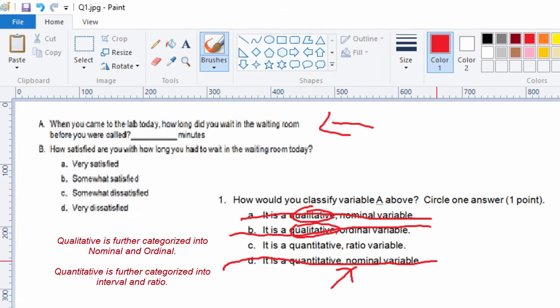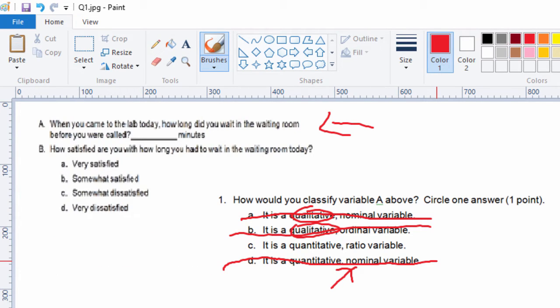So remember how a ratio variable has a true zero? So if someone came into the lab and they waited 0 minutes, then it would be a quantitative ratio variable, you know, with a true zero, right? So it doesn't matter how many minutes they wait. This has got to be, therefore, a quantitative ratio variable.